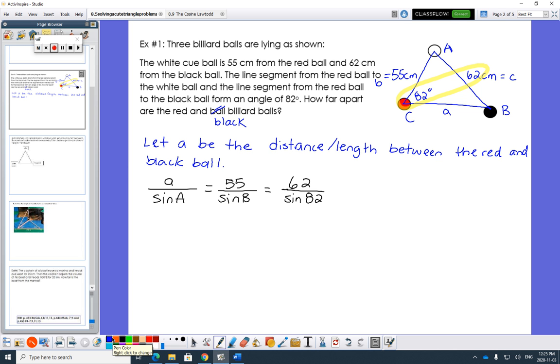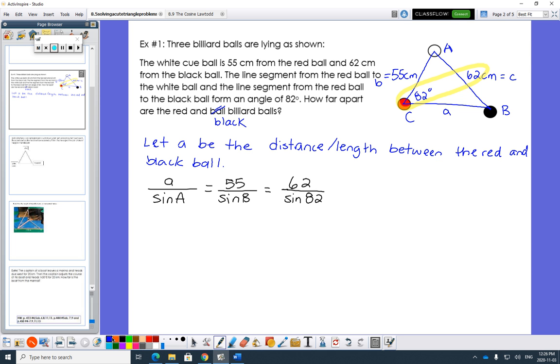So unfortunately, we can't find side A right away. But we have a full ratio, that's good, and we can find sine B. Now, lots of you asked me about the question that said sine M. Yes, it was in the bottom.